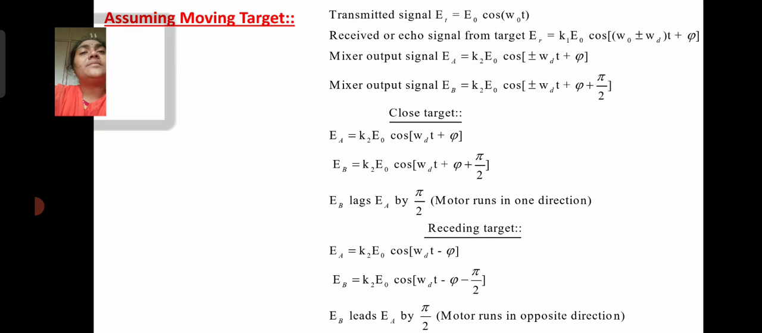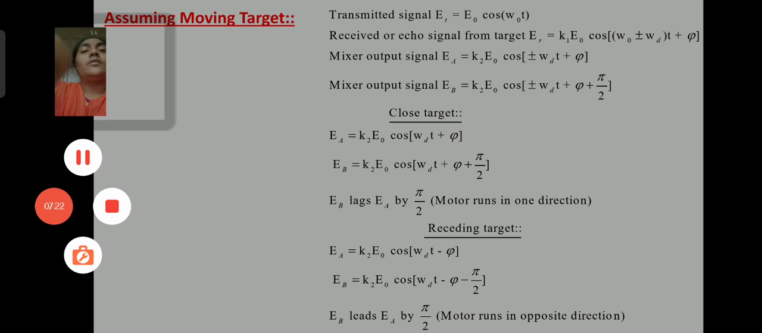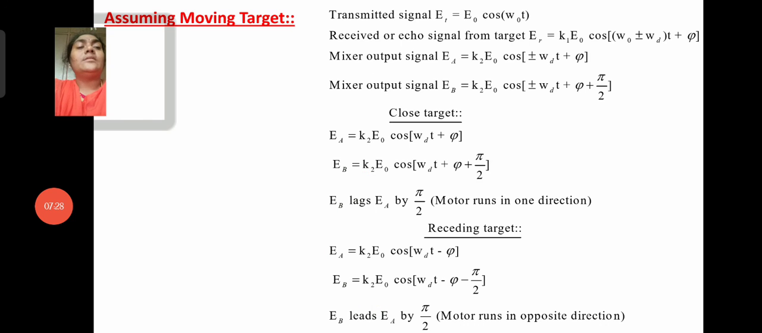Here we estimate that the transmitting signal ET equals E naught cos omega naught t. The received or echo signal is ER equals K1 E naught cos phi. The mixed output signals are EA and EB. For a closing target, EB lags EA by lambda by 2. If EA leads EB by lambda by 2, the motor runs in one direction. Here we are going to find the direction of the target, that is, the motion of the target.